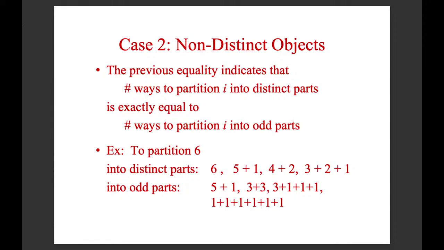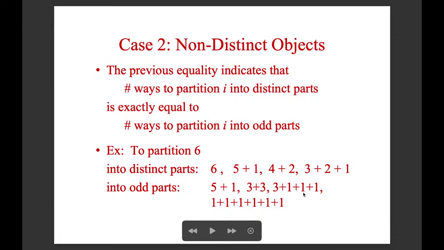But on the other hand, if we now have a different kind of restriction so that each part in the partition has to be an odd number, then we have all these left. We have 5 plus 1, we have 3 plus 3, we have 3 plus 1 plus 1 plus 1, and also the summation of 6 ones. So again, we will see that there are 4 different ways.